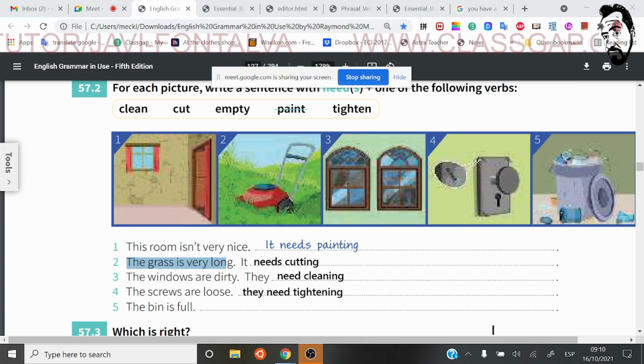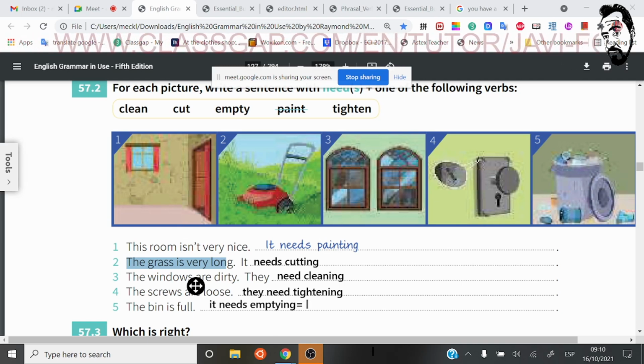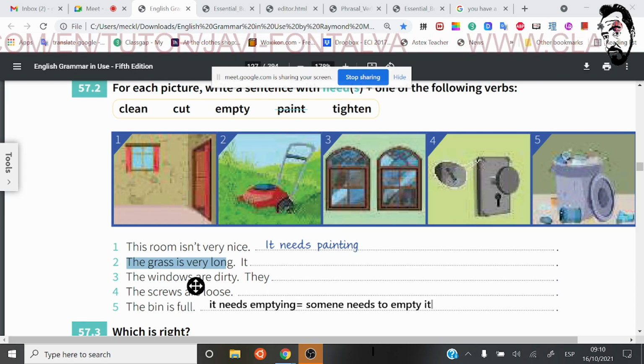Number 5. The bin, que es cesto. The bin is full. It needs to empty. No. Si dice it needs to empty, es que sería hace falta que vacíe, pero el cubo no puede hacer nada. Yeah, it needs emptying. Exactly. So it needs emptying is like saying someone needs to empty it. Empty it. Okay.